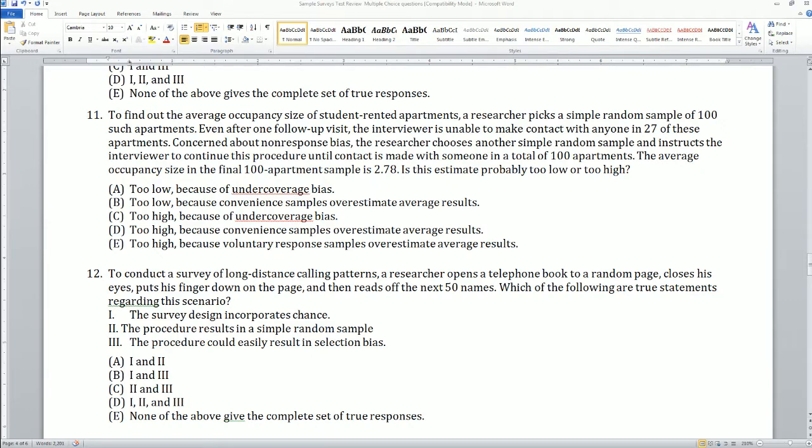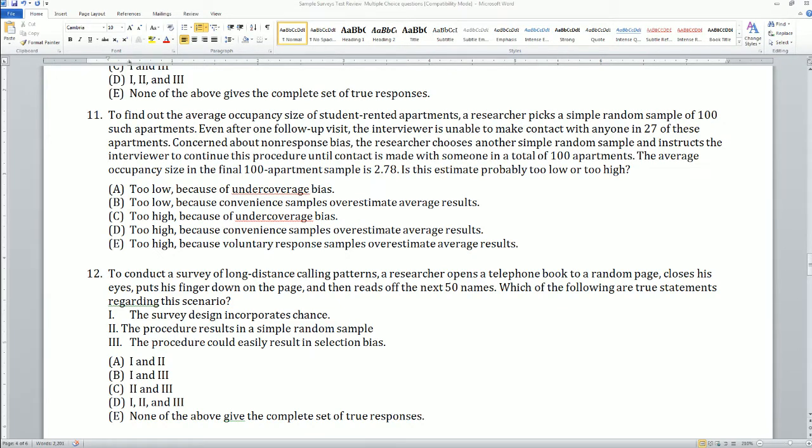So if he continues around to find random apartments with people in them, chances are those apartments have more people in them, because the fact that there's more people in those apartments means they're more likely to answer the door, correct? Yeah. Hence, it's an overestimation. So remember, you always have to go back to your simulation question to give you some context.